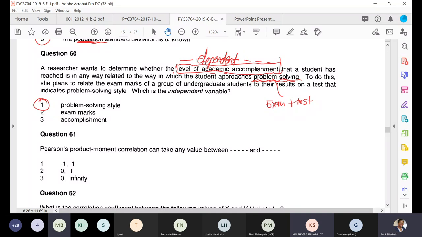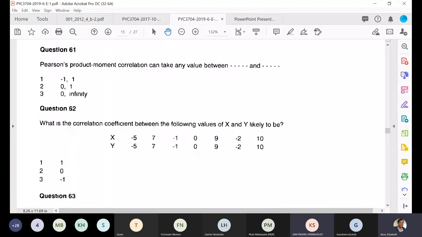All right. Okay. So let's go there. Pearson product moment correlation can take any value between minus one and one. R can take any value between minus 1 and 1. Probability can take only 0 and 1.